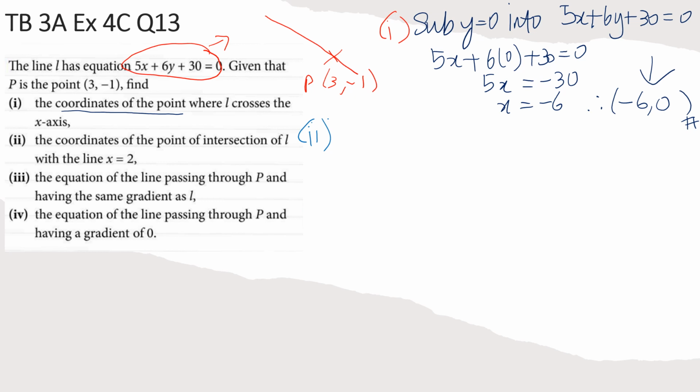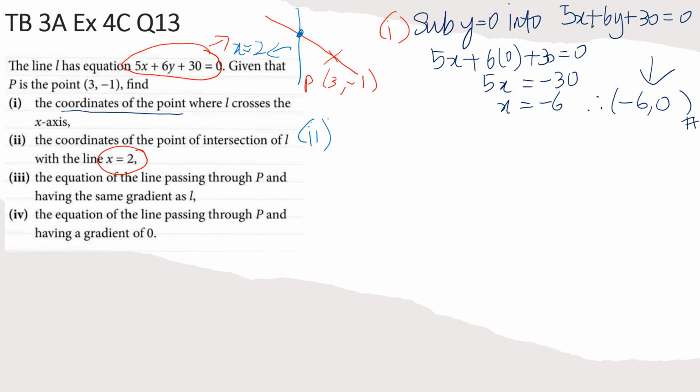Okay, so what they're trying to say is that this line L will intersect with another line, x equals 2. So x equals 2 will be a vertical line. So we have this one, x equals 2, a vertical line. And when these two lines meet, this is the point that we're interested in.